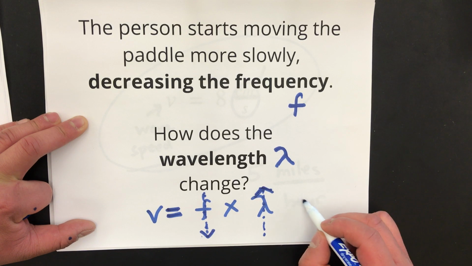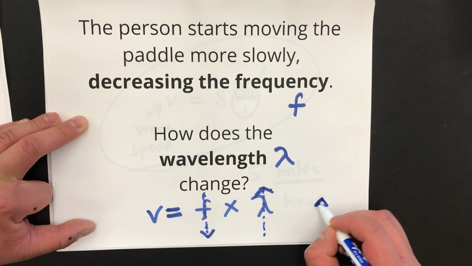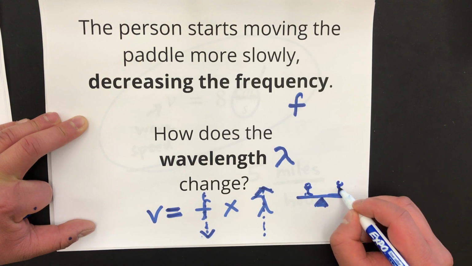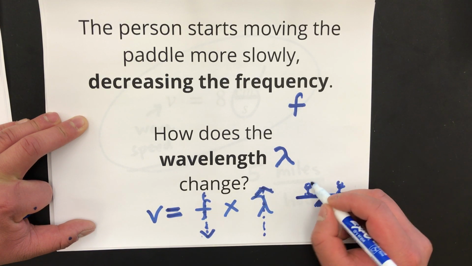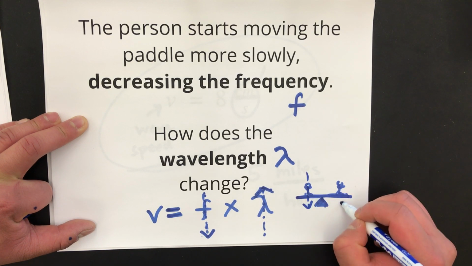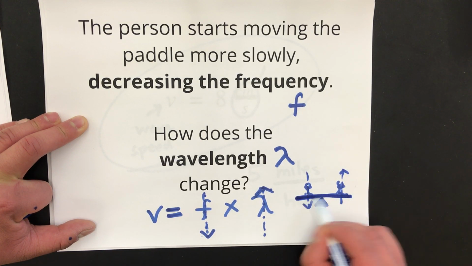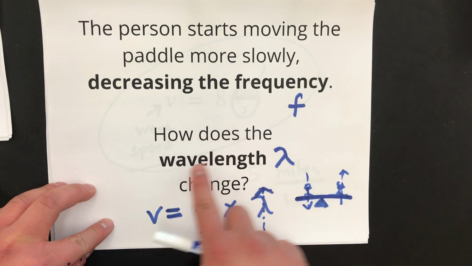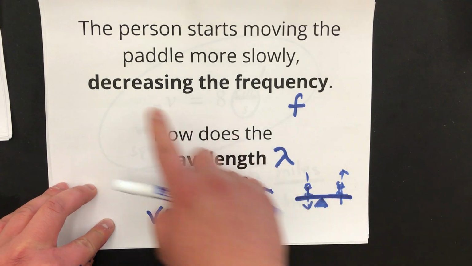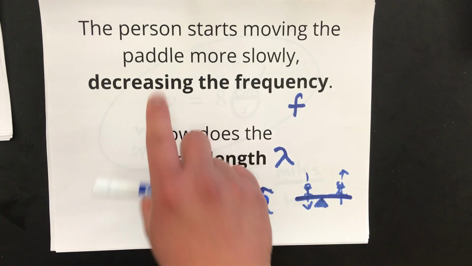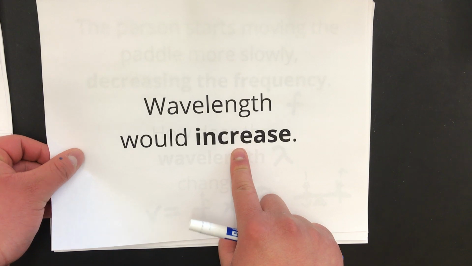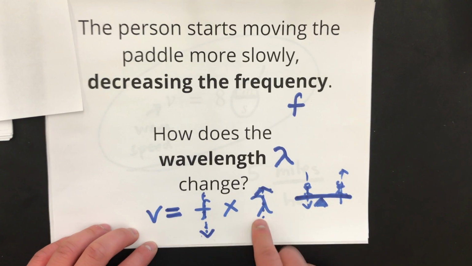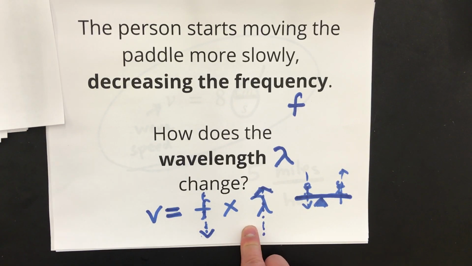It's like being on a seesaw on a playground, with a kid here and a kid here. You want to keep the seesaw balanced, so if this kid goes down, this kid has to go up. So again, the question is, how does the wavelength, lambda, change if the frequency decreases? The wavelength would increase. If frequency goes down, wavelength has to go up. And you have to understand why. That's the important question.